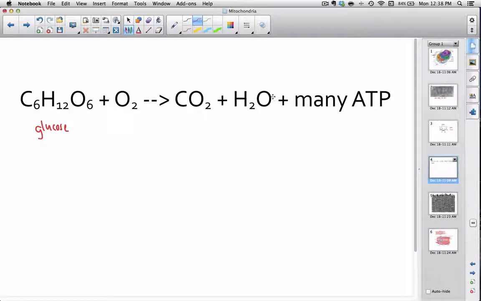And in fact, you all are doing this right now. So take a breath, everybody. When you breathed in, you were breathing in, amongst other things, oxygen. And then that oxygen was combining with glucose in your mitochondria inside your cells, and it was forming CO2 and water vapor. And you'll notice it says many ATP. So the deal with ATP, it's another energy molecule in the cell.